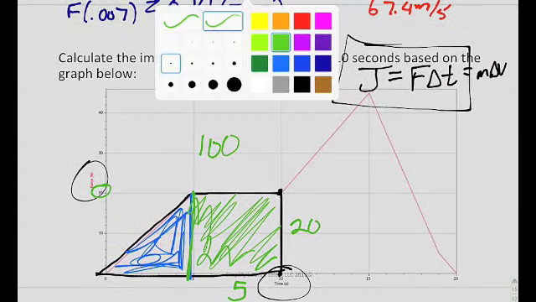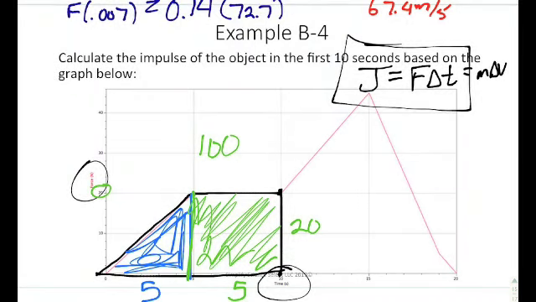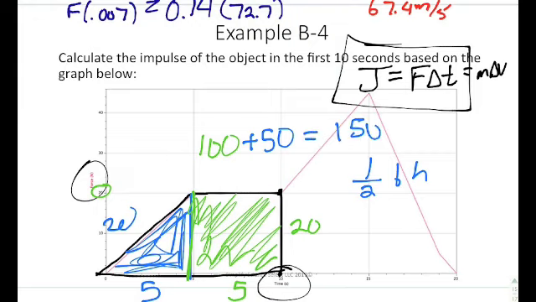And then the triangle has a base of 5 and a height of 20, just like the square, but because of the difference in the formulas, the area of the triangle is going to be 50. So the total impulse in this case would be 150 newton seconds. You can't just multiply them. If you just multiplied them out, it would be 20 times 10 and you'd get 200. That's not the case. Please make sure that whenever you're looking at a graph, you look at the area under the curve in order to figure out what the impulse is.